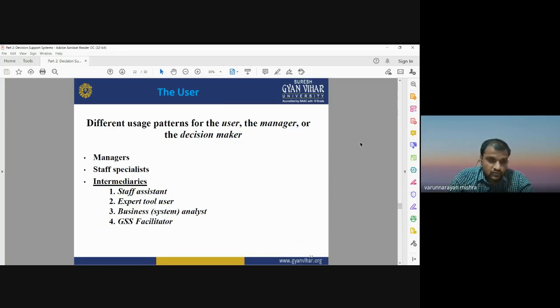So these are some common users of decision support system: managers, staff specialists. Then there are some intermediaries like staff assistant, expert tool user, business analyst or system analyst, GSS facilitator. These are the common users of decision support system. Okay, now moving to the next slide.